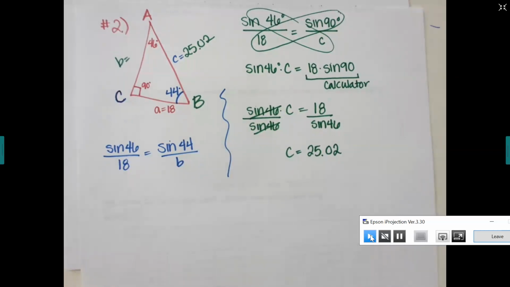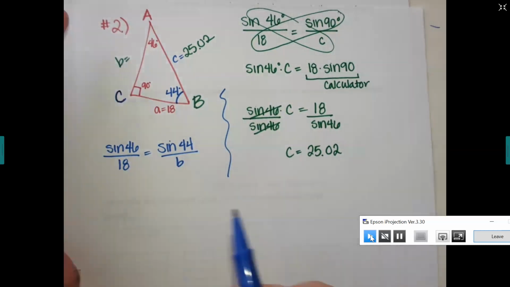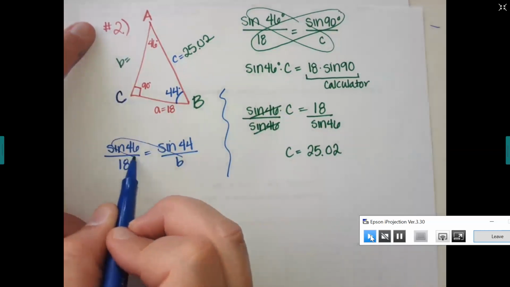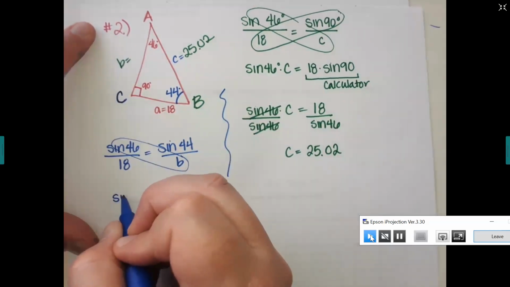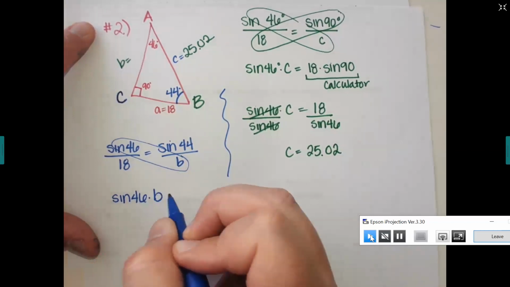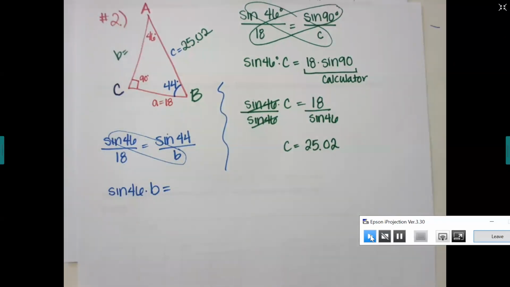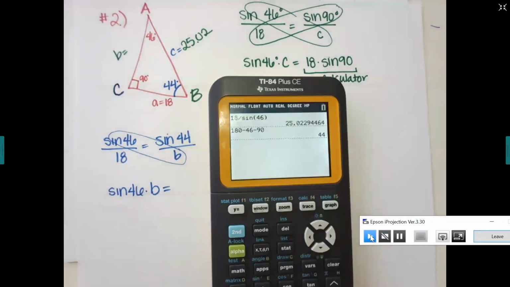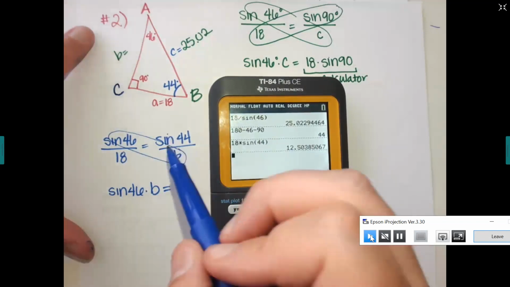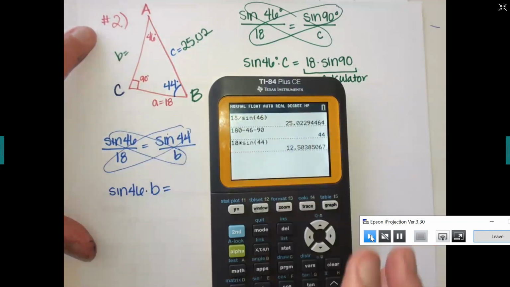But notice that your actual solving steps are identical. It's just a different number. So go ahead and solve that one for me, please. So you're going to cross multiply with the b side first. So it's sine 46b equals, and then for the other diagonal, remember, just actually multiply it out. So it would just be 18 times sine 44. Did y'all get 12.5?